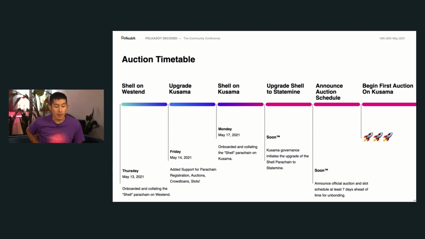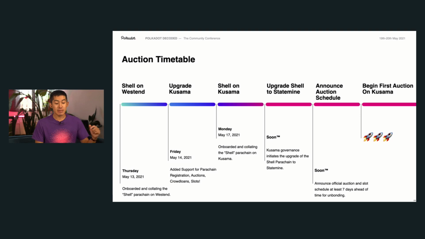At the high level, you saw last Thursday, we onboarded and got the Shell parachain running on Westend. On Friday, we actually upgraded Kusama to support all of the parachain registration, auction, Crowdloan process. So that's already there on Kusama. Then this Monday, we onboarded the Shell parachain to Kusama as well. The next steps will be coming soon, which involves upgrading the Shell parachain to Statemine, which is basically the assets parachain for Kusama. It's like Statemint, but it's for Kusama. And then when that is running well and stable, we will announce the official auction schedule. And of course, give you all 7 days notice so that you can unbond your KSM if they're currently being staked.